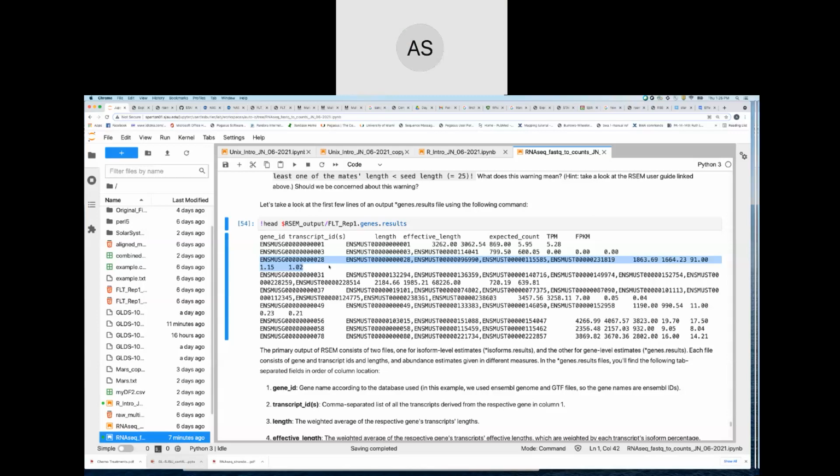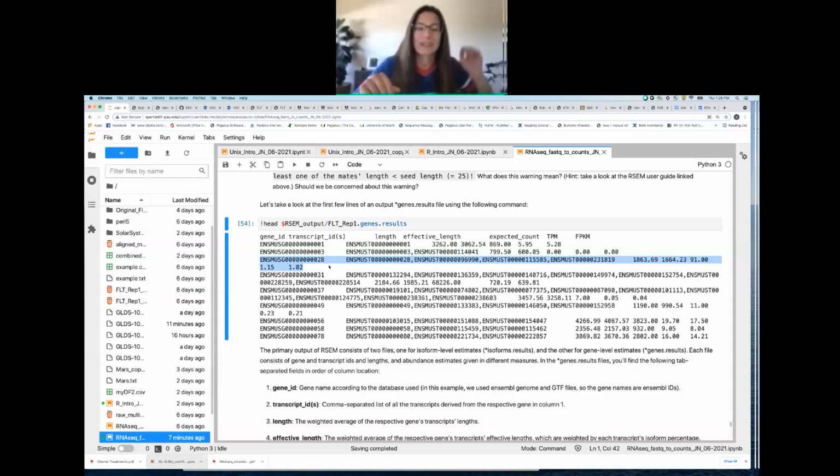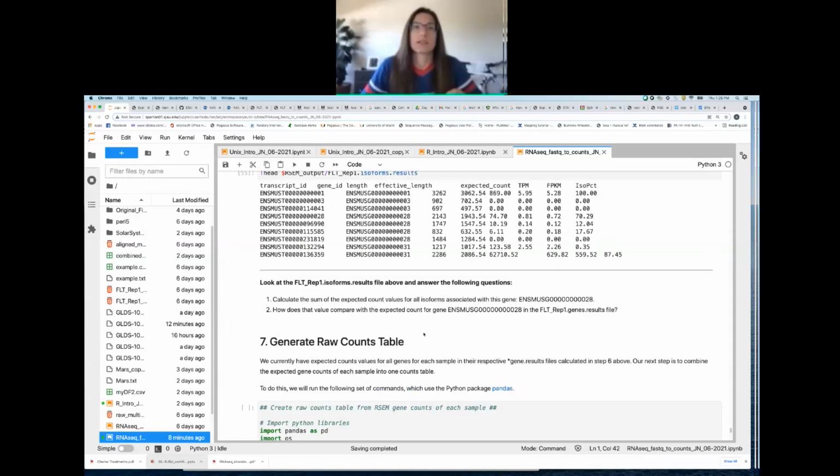Yeah, you're a little soft, but I was able to catch what you were saying. Yeah, that's exactly right. This gene effective count is going to be the sum of all the isoforms derived from that gene that are expressed in your sample. And so the expected count value of 91 for this particular gene 28 should be the sum of the expression of each one of the isoforms that are expressed from that gene. And that's what we were just looking at down here.